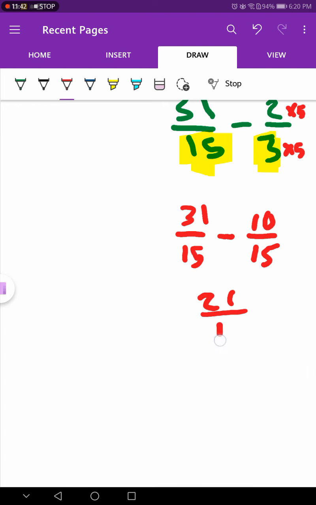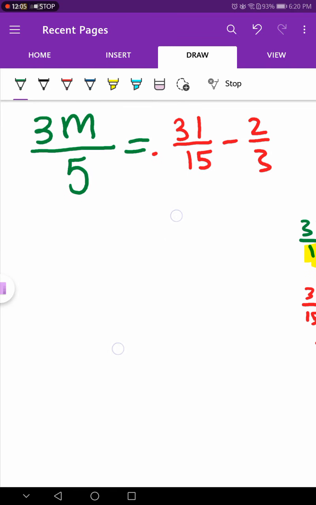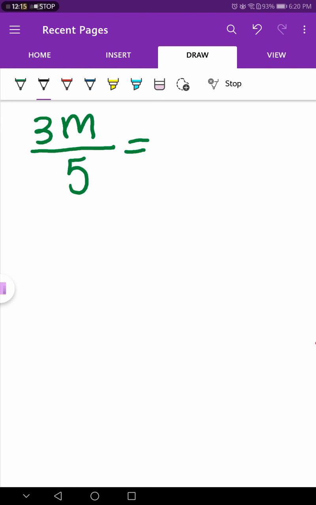So it is 21 over 15, which equals 1 and 6 over 15. Wait a minute. The 21 can be divided by 3 and the 15 can be divided by 3. So it is 7 over 5, since 15 divided by 3 is 5. We're not finished. Now I come back here and take my 7 over 5. This equals 7 over 5, as we calculated before.